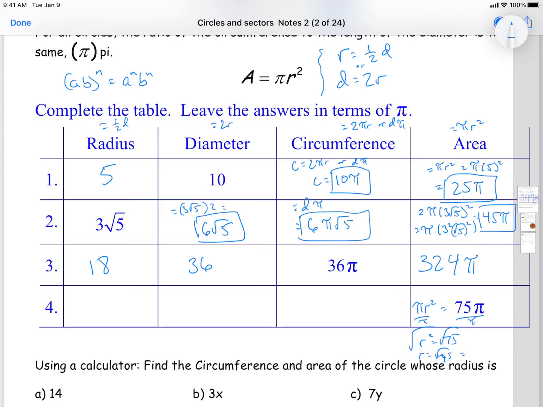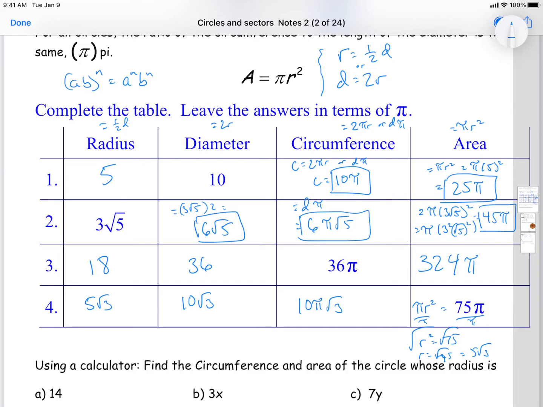what's that? 5 rad 3. Perfect. So my radius is going to be 5 rad 3. My diameter then is double that, so it's 10 rad 3. And then my circumference is diameter times pi, so 10 pi rad 3.